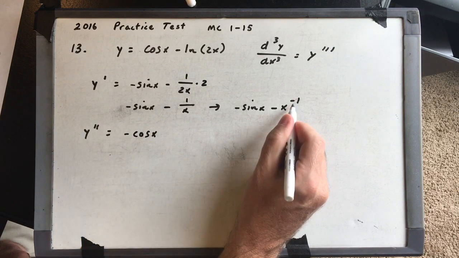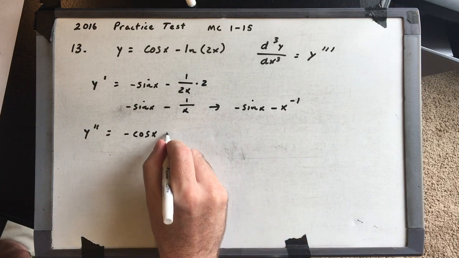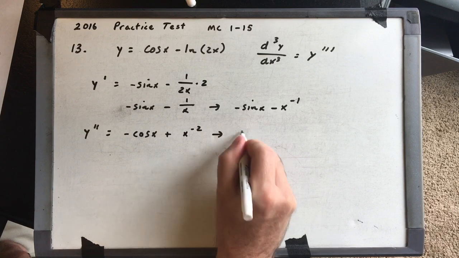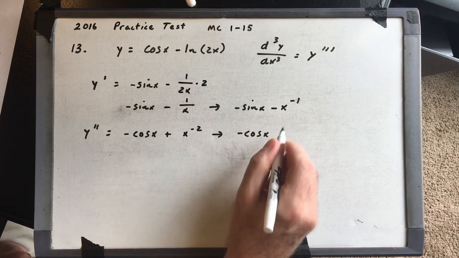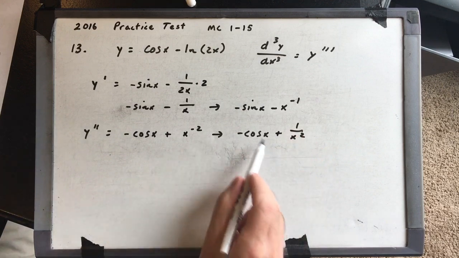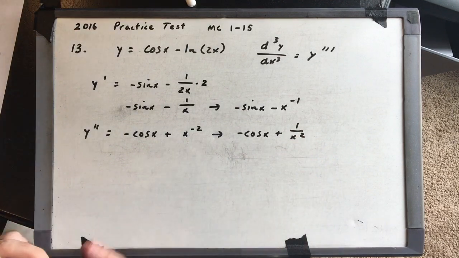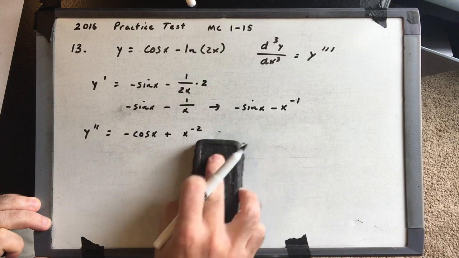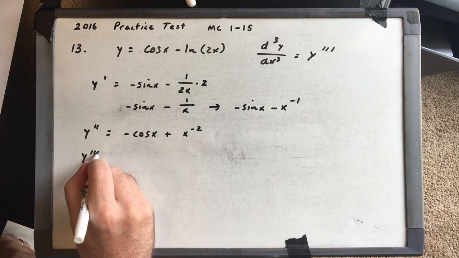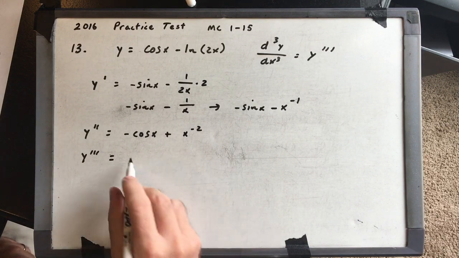And then negative 1 times negative would be plus x to the minus 2. So we'll rewrite that as minus cosine x plus 1 over x squared. Actually, I'm not going to rewrite it like that. Let's just leave it like this. That'll be easier. And y triple prime, we'll fix it on this third one here.